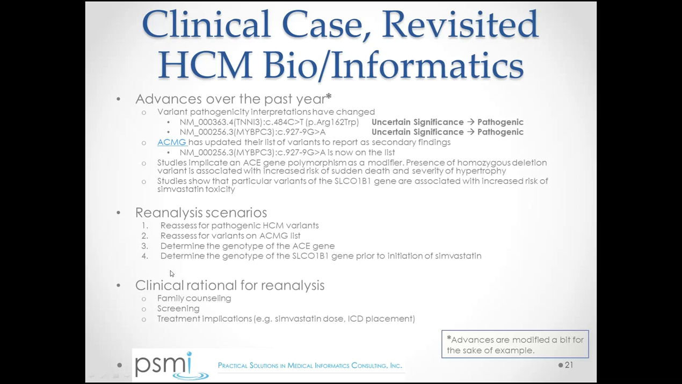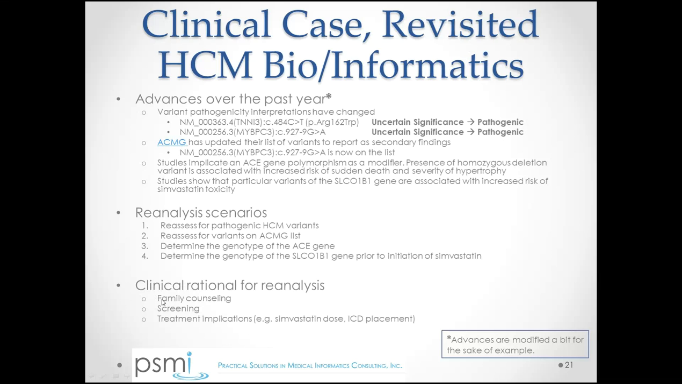And I thought it would be helpful also to point out the clinical rationale for reanalysis. Why would we do this? Why would we bother reanalyzing? Why do we care whether or not this guy is known to have a pathogenic mutation for hypertrophic cardiomyopathy? What are we going to do differently about it?